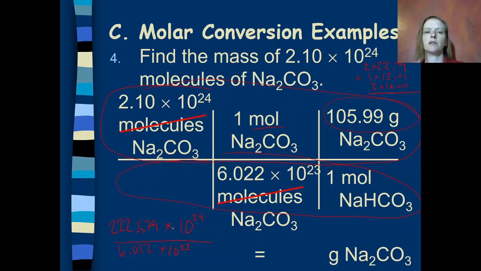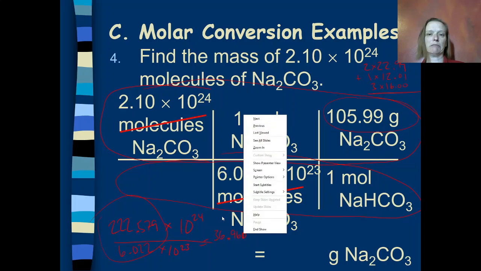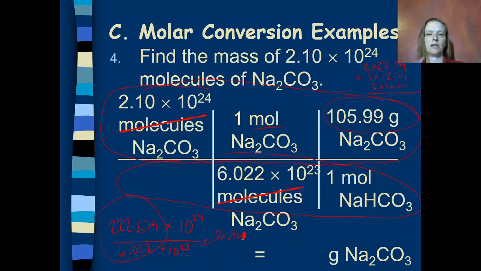And when I do that division then, divide the coefficients and subtract the exponents. When I just divide the coefficients, that's going to give me 36.96, I'll go ahead and round that up, 961 times 10 to the, now I'm going to subtract the exponents here because it's a division problem. 24 minus 23 is 10 to the first. So 36.961 times 10 to the first.